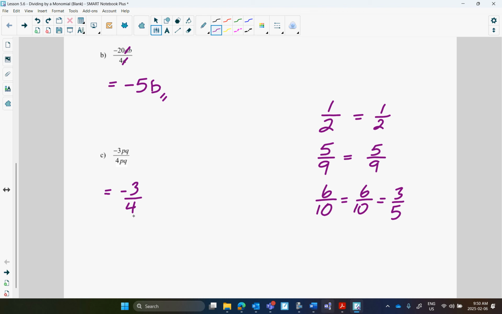What happens to the p's? And the q's? Both of them cancel, so I'm not left with any variables. Done.